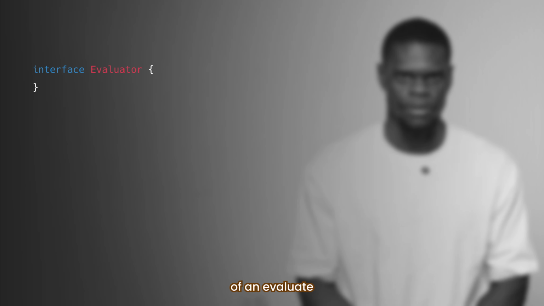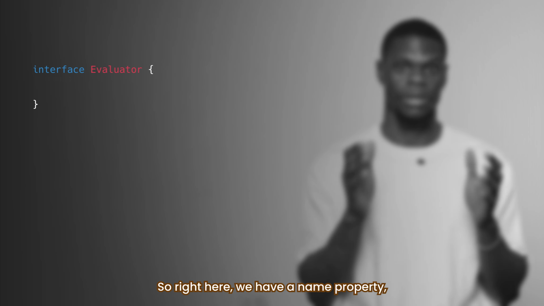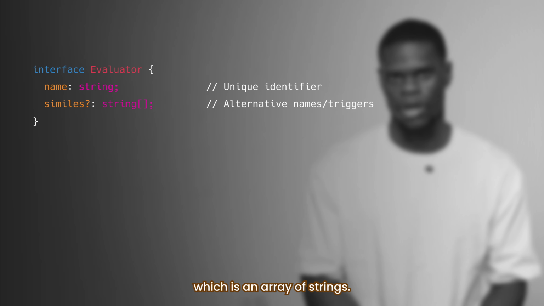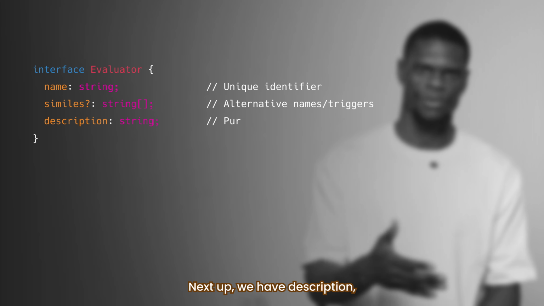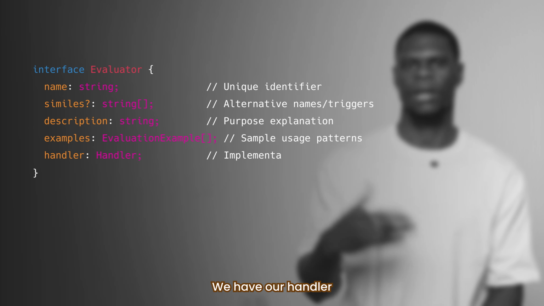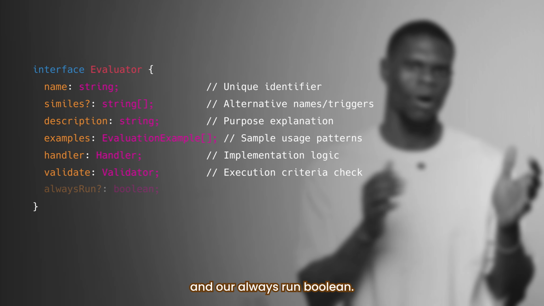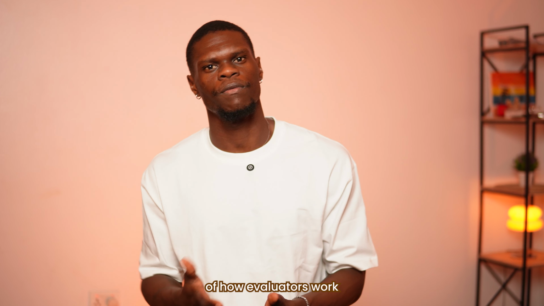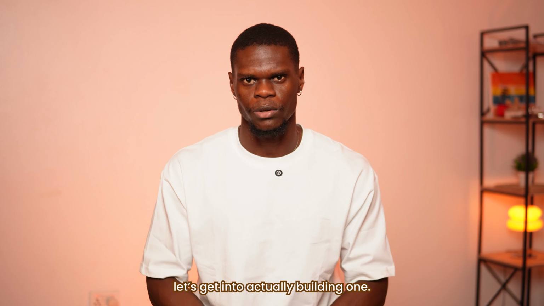All right, now let's take a look at the core structure of an evaluator interface. Right here, we have a name property, which is a string, followed by similes, which is an array of strings. Next up, we have description, which is also a string, followed by examples, which is an array. We have our handler method, our validate method, and our always run boolean. Now that we have a high level understanding of how evaluators work, let's get into actually building one.